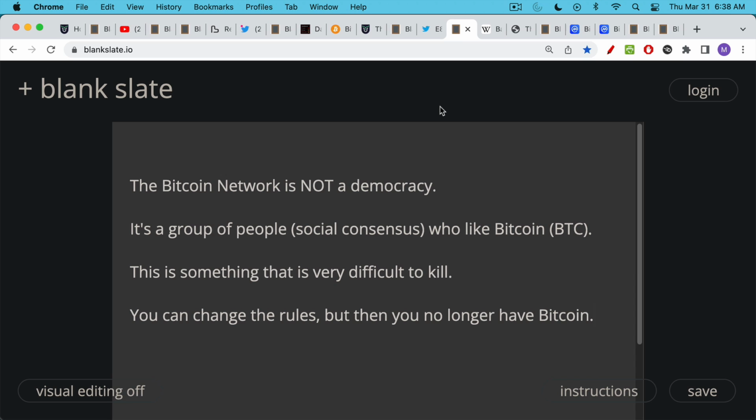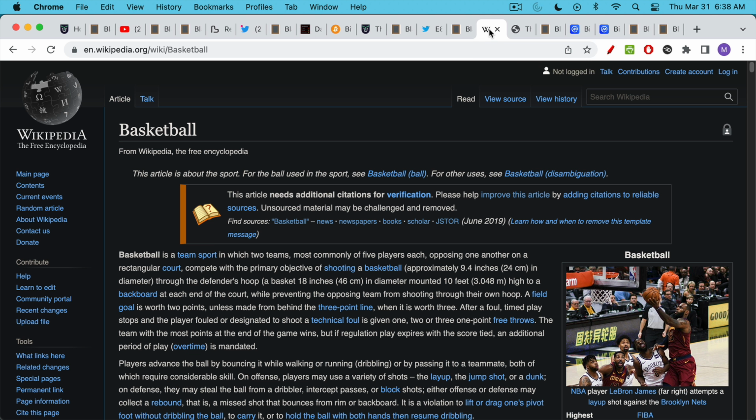It's very difficult to attack, especially because these Bitcoiners are spread out all over the world in a very decentralized manner. So you can change the rules in Bitcoin and in Bitcoin Core. You can change the consensus rules, but then you will no longer have Bitcoin. And I think the best way to think about this is, rather than being a democracy, it's a little bit like a game like basketball.